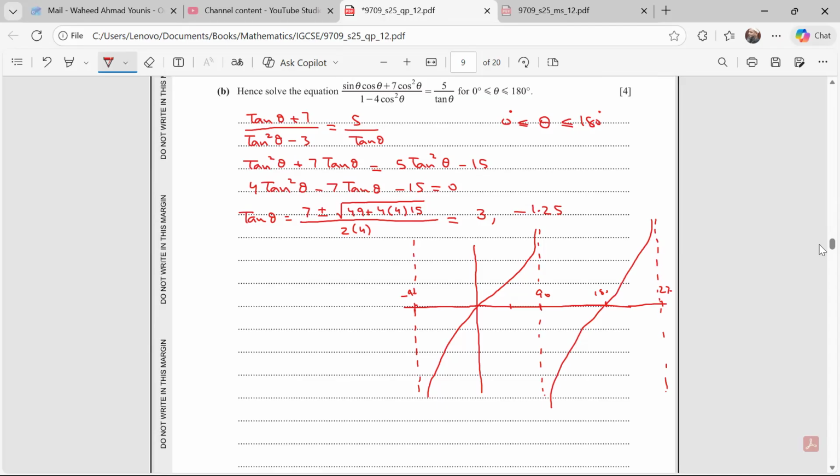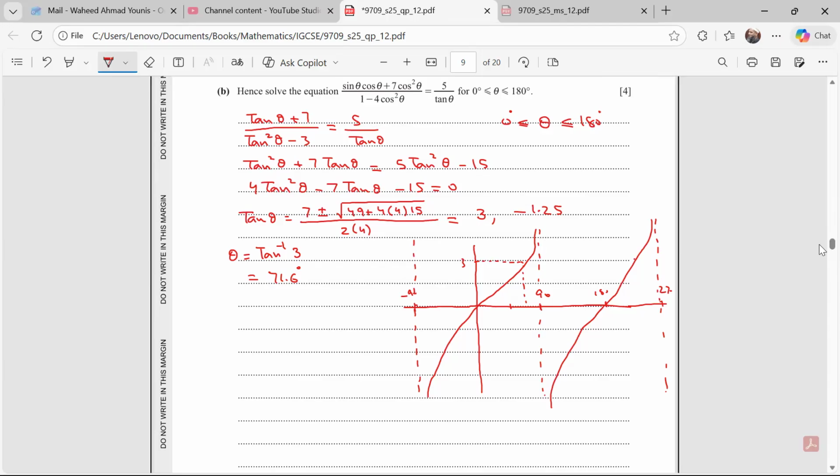Now, when I say theta equals tangent inverse 3, this gives me the angle 71.6 degrees. So it is basically somewhere here. 3 is here, so the angle is between 45 and 90, which is 71.6. The next one is beyond 180 degrees, so I will not take that value, right?